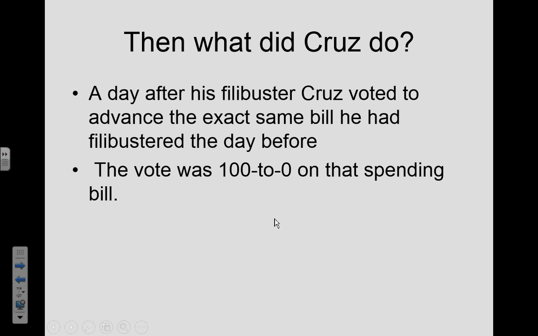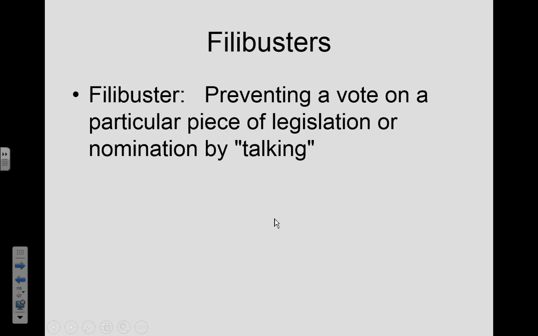A filibuster is preventing a vote on a particular piece of legislation. Okay? Or it could be a nomination. Remember, the Senate has to approve nominations. So let's say that we have a bill, and there are 55 senators that approve this bill and 45 that are opposed to it. Well, that's a simple majority, and that's all that the Constitution says is needed for a bill to become a law.